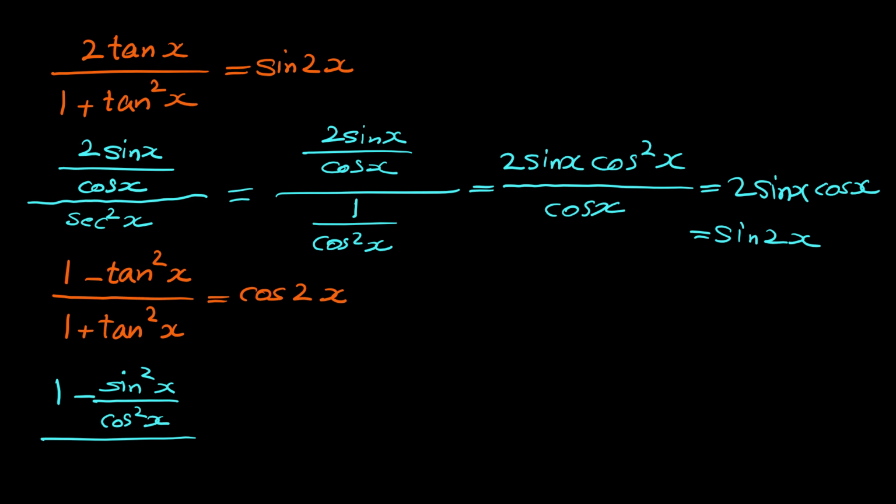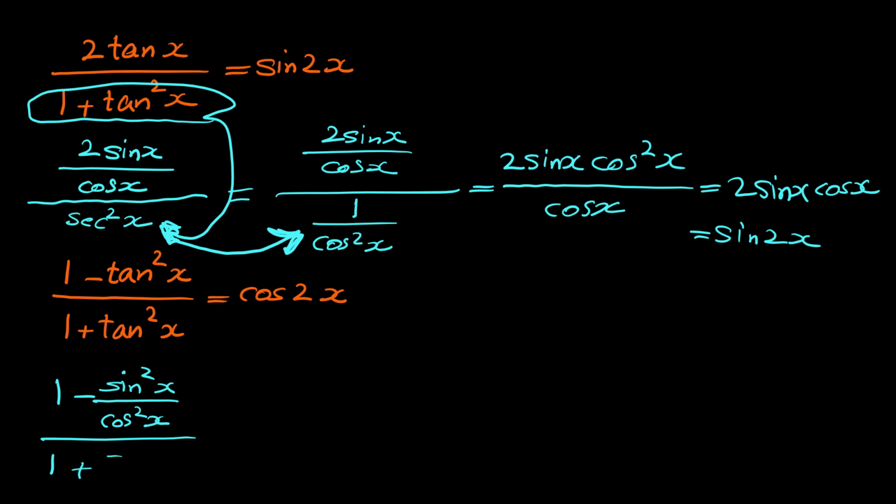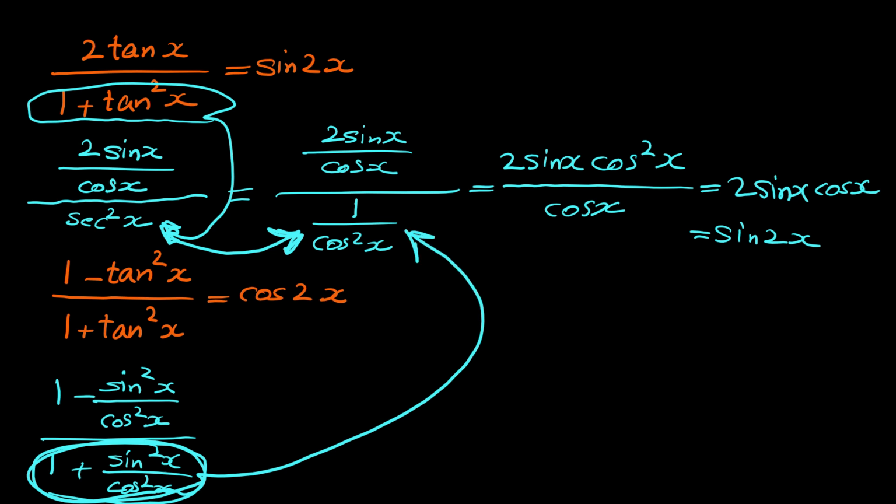For 1 plus tangent to the 2, from here we know that we can replace it with this, and finally we have to replace that with 1 over cosine to the 2. That's one way. The other way is to simply write the denominator as 1 plus sine to the 2 over cosine to the 2. Then by doing a common denominator between these two and simplifying that, you would see that at the end you get this.